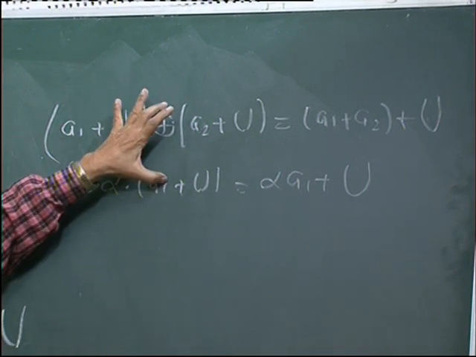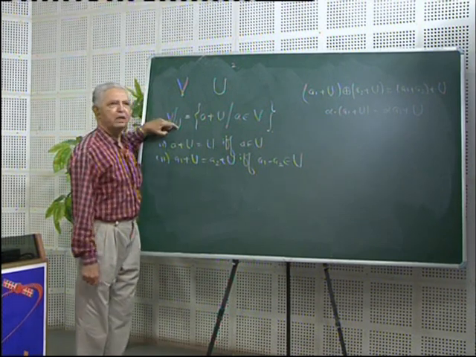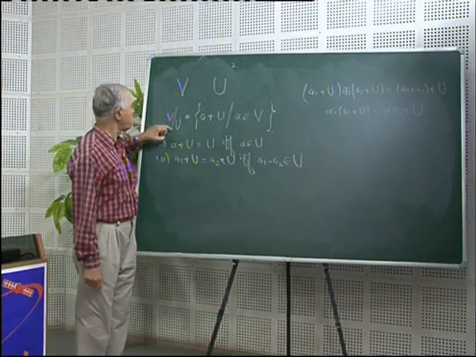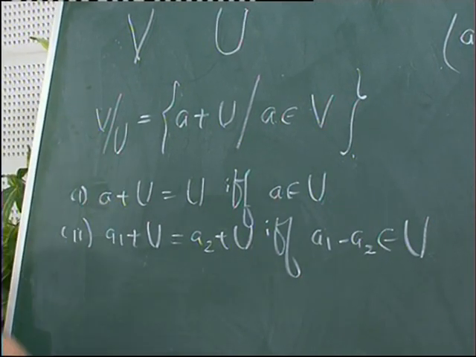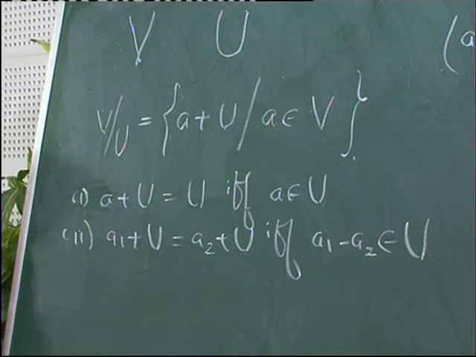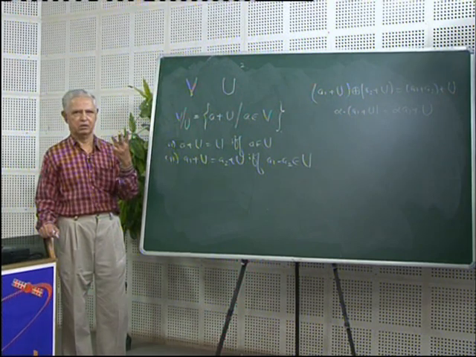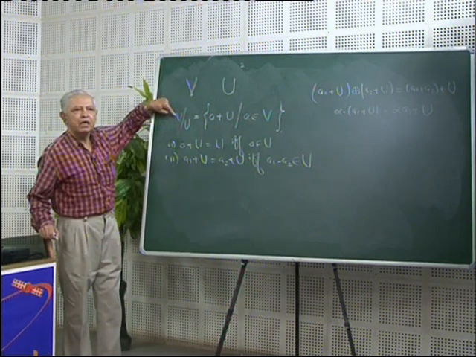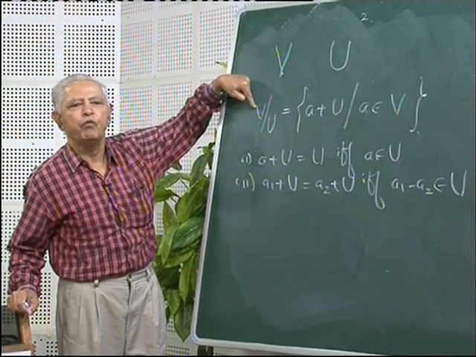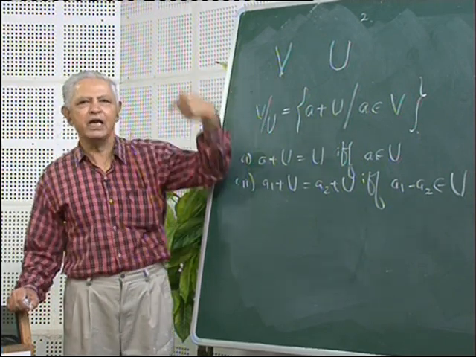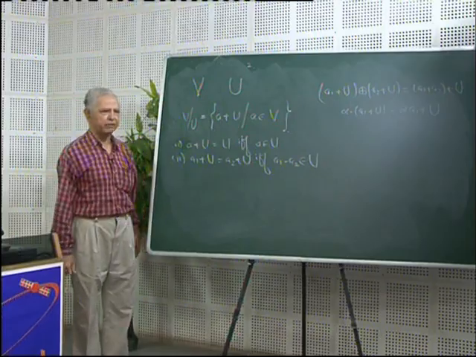Under these two operations, we can verify that V upon U is a vector space. It is called the quotient space of U in V. Now, suppose V is a finite dimensional vector space, then we have three spaces. One is V, second is U, and third is the quotient space V upon U. What is the relation between the dimension of these spaces? Let us see on the theorem screen.